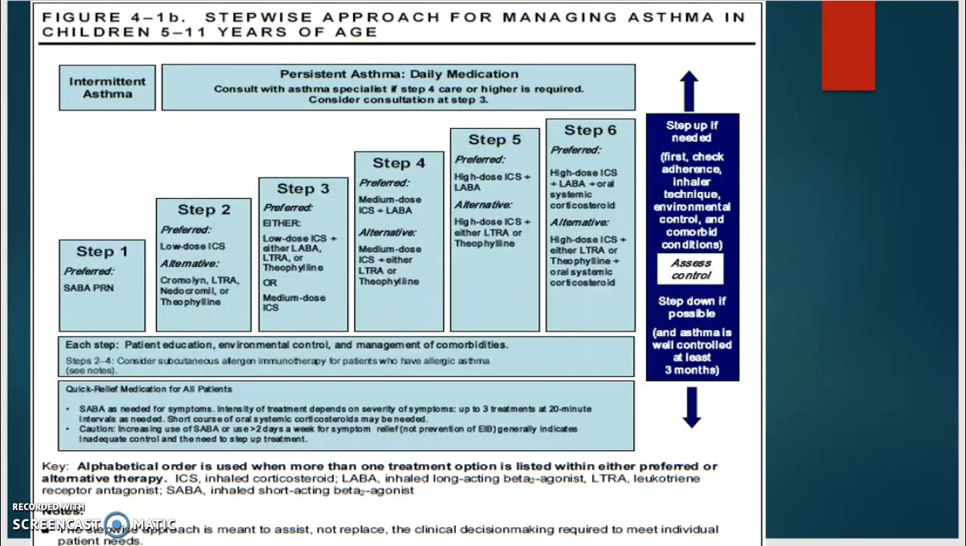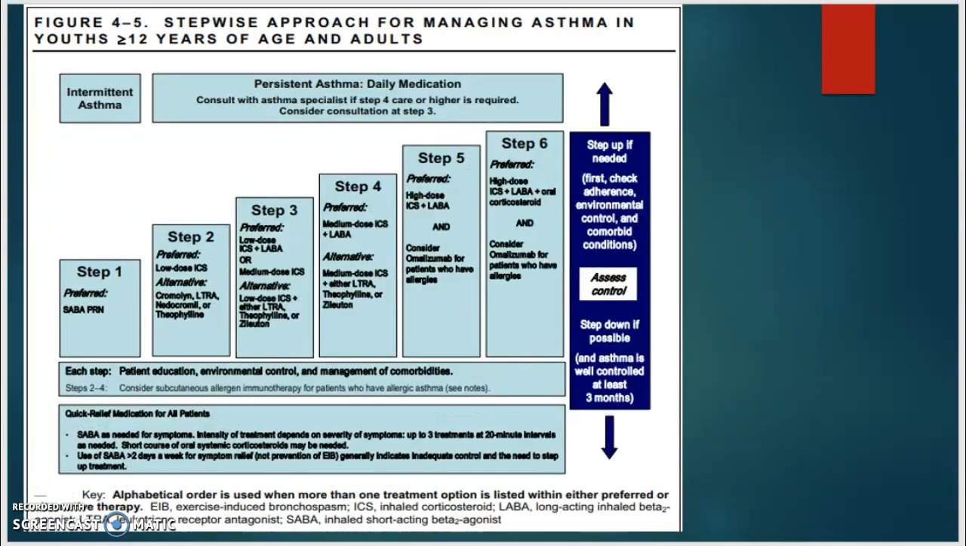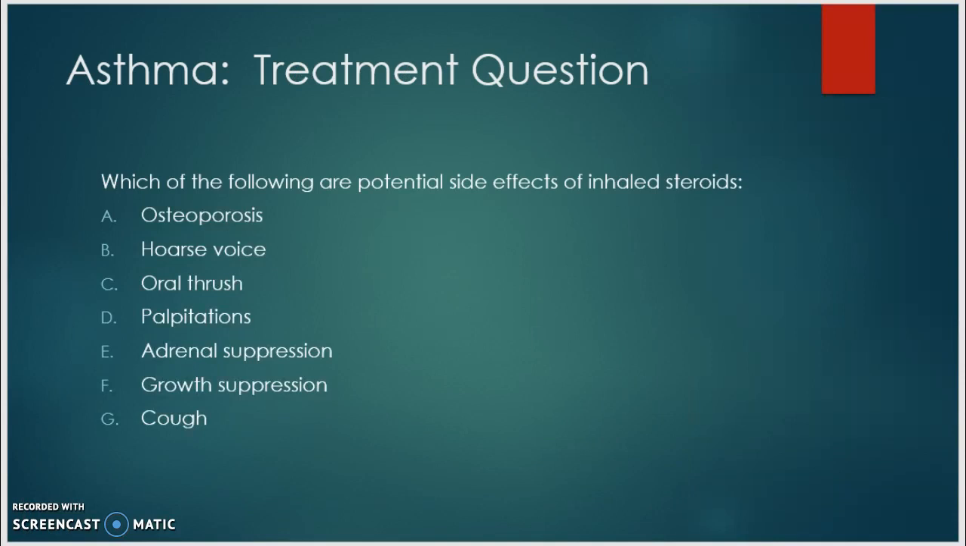As we step up, you can see 5 to 11, these kids have a little more meds, and then 12 and up, this is 12 through the end of life. This is the care plan that we're going to use in the treatment guidelines for these patients. And again, the step up or step down is needed. And if possible, please step down your patient's medication therapy.